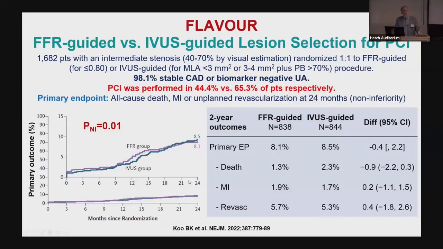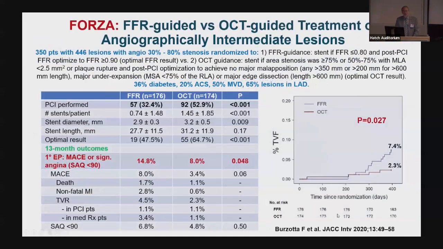Now, when we start comparing physiology and acute coronary syndromes to intravascular imaging, we start to see very similar results with intravascular imaging or even better. So in the FLAVOR trial, this was mostly stable CAD, but it was FFR versus IVUS, no difference in any outcomes out to 2 years for lesion selection.